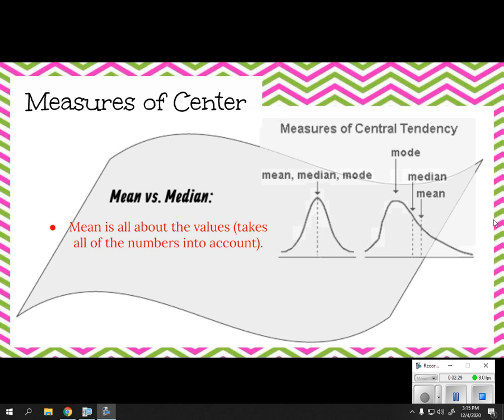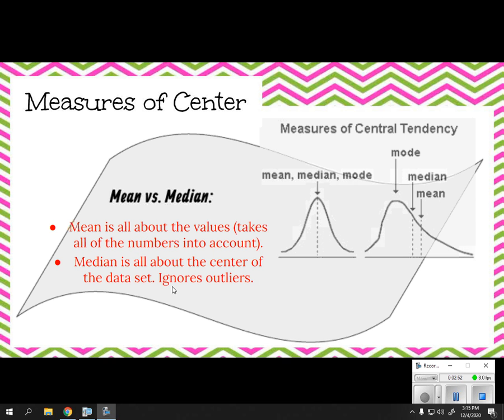You've talked about mean and median before, and that mean is all about the values. So it takes all the numbers into account. And median is all about the center of the data set, and it ignores outliers. So if you are going to have to choose which one best fits, mean versus median, well, the question is, do you have a whole bunch of outliers or even an outlier? If so, then mean probably won't be the best one.